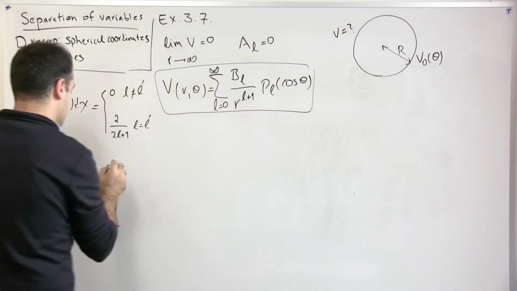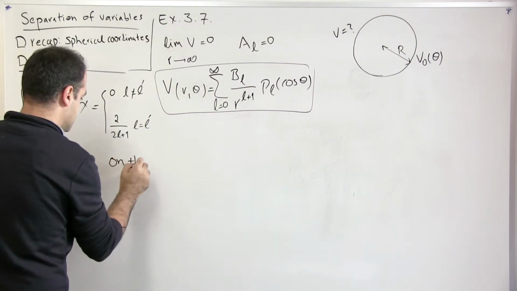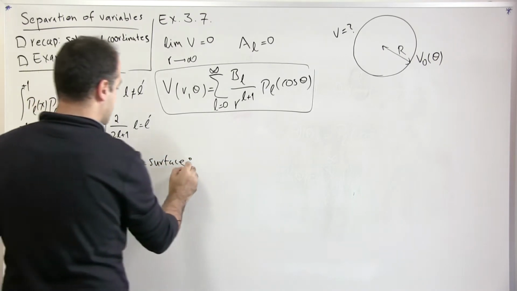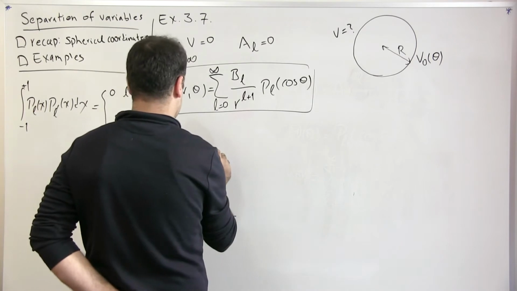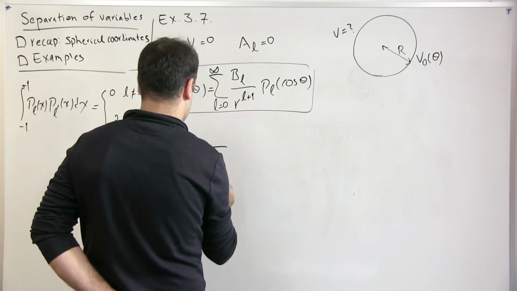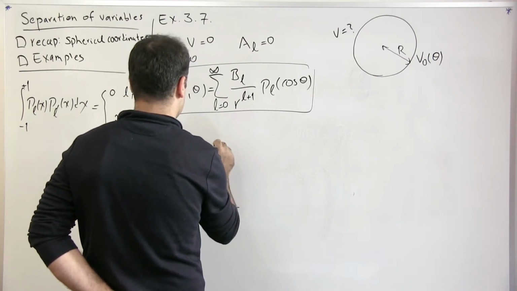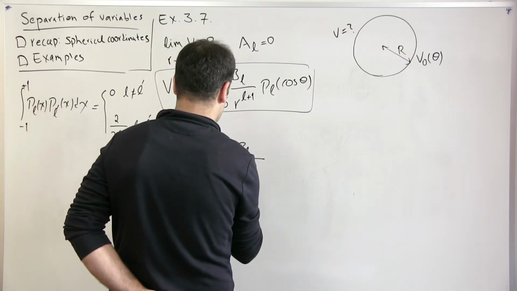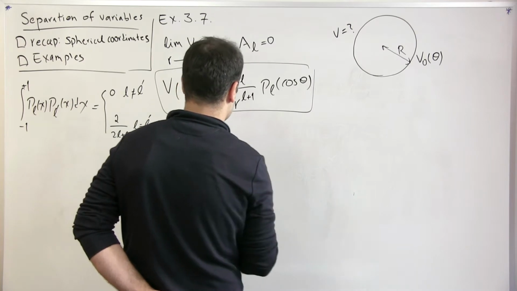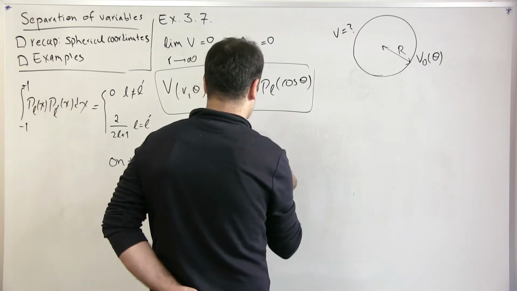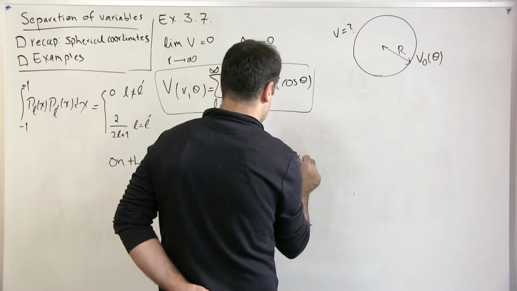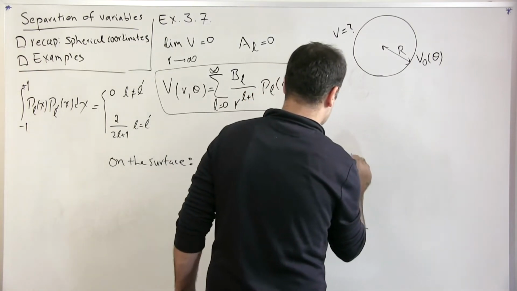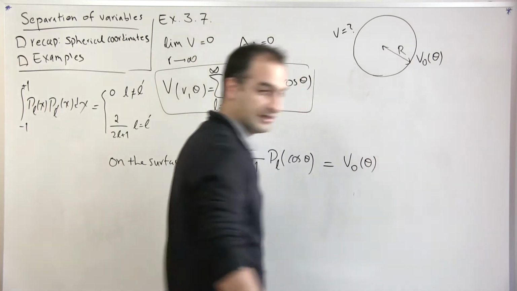That means on the surface, we have something like this: the summation from 0 to infinity of B_L over R^(L+1) P_L of cosine theta. This summation should be equal to V0 of theta.